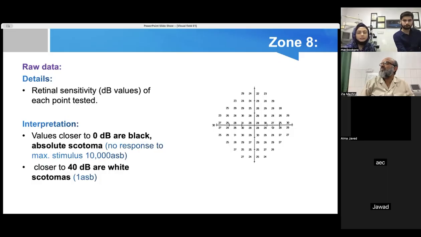Zone 8 is the raw data. In this, we have retinal sensitivity and decibel values of each point tested, and the values near 0 decibels are shown as black, indicating absolute scotoma, which means there is no response to a maximum stimulus of 10,000 apostilbs, while the values closer to 40 decibels are shown as white, which means it responded to even the lightest stimulus of 1 apostilb.